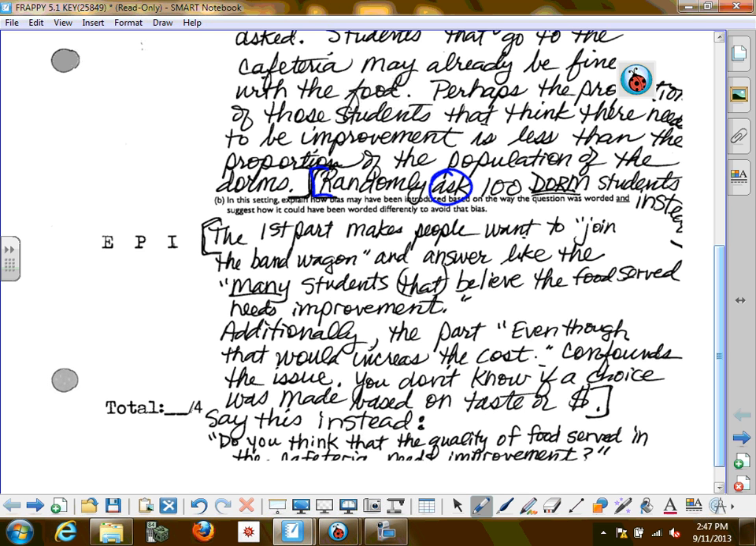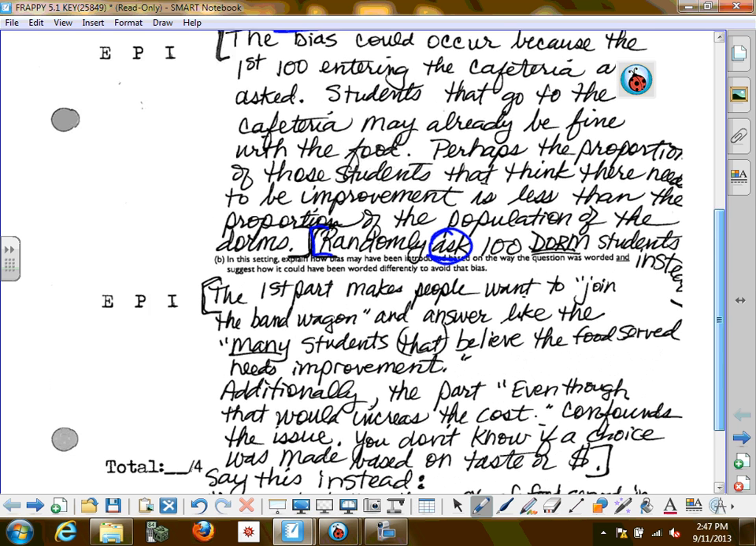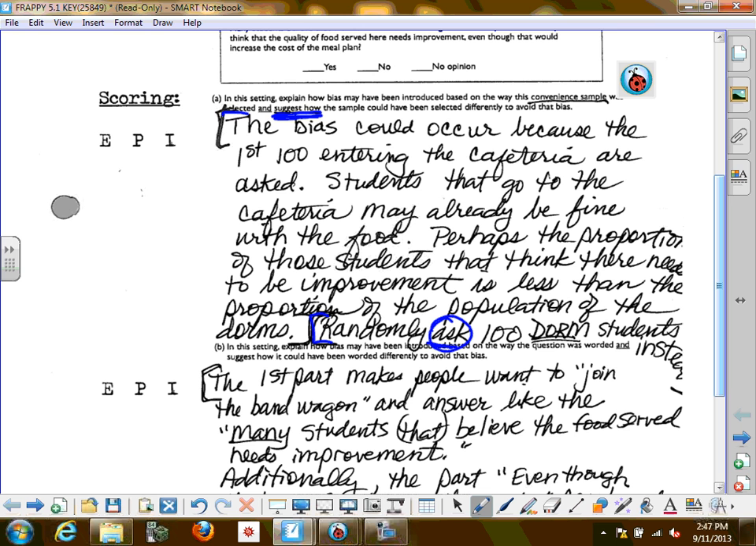Select. Remember our keyword? Randomly select 100 dorm students instead. And then I need to say, do this by putting them all in a big bag, shake well, and pull out 100 names. Okay? If you did that, you got both of those things, you got an E. If you missed one or the other, you got a P. I think I did this insufficiently because I did not say how I collected those 100 people's opinions. So I think I got a P.